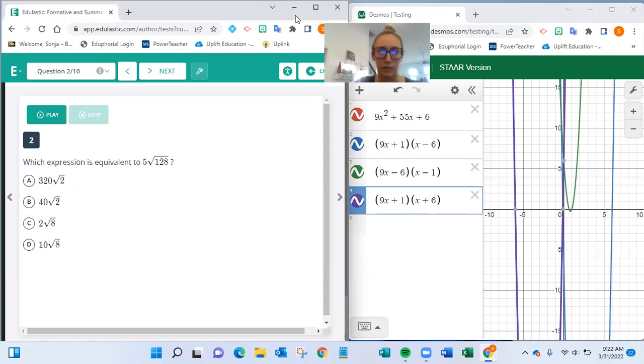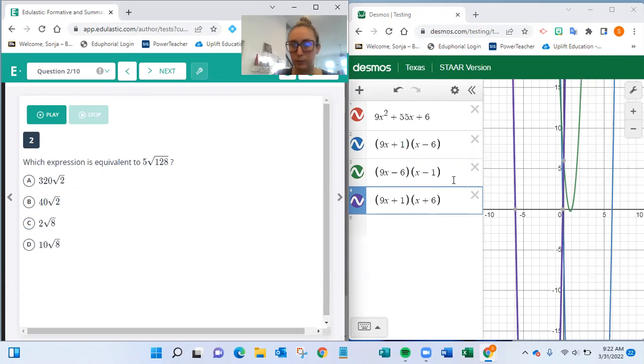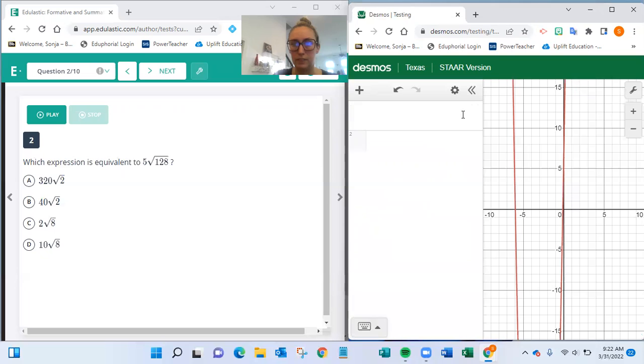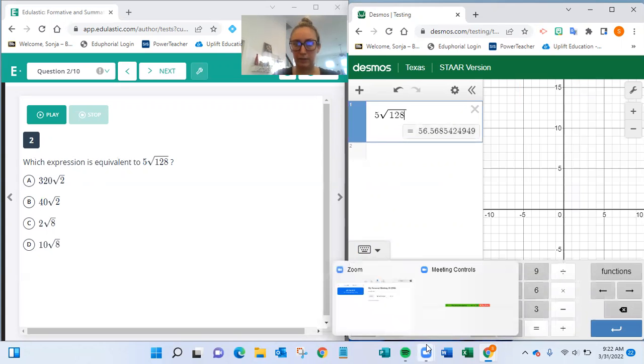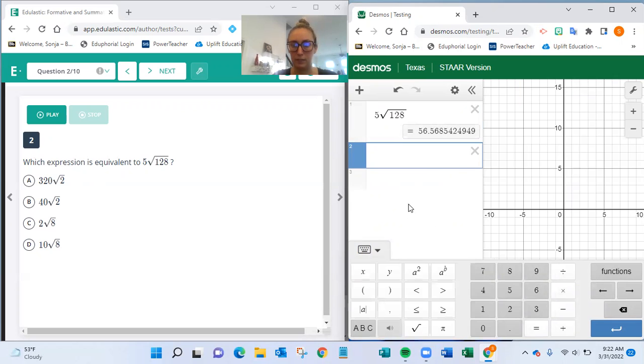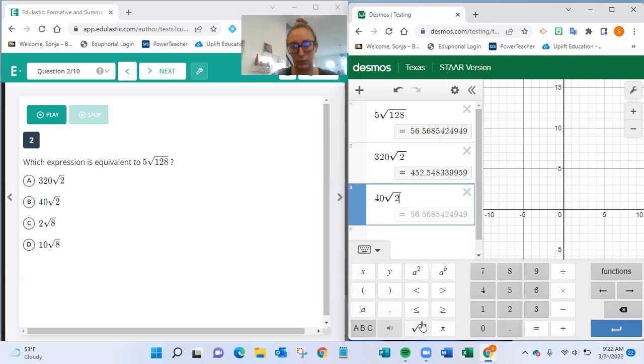I can do the same thing with equivalent square roots. So I'm going to go ahead and clear these out. My first expression is 5 square root of 128. I'll be showing some of you how to actually do square roots by hand, but we can have the calculator do it for now. And I'm going to put in my answer choices to find a match with 56.56. So 320 square root of 2, that's not a match. I have 40 square root of 2. Voila, I've got my match.